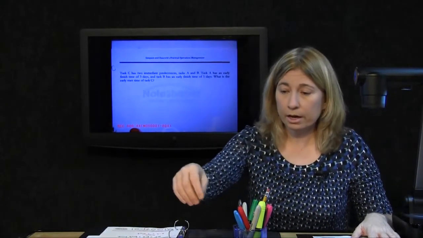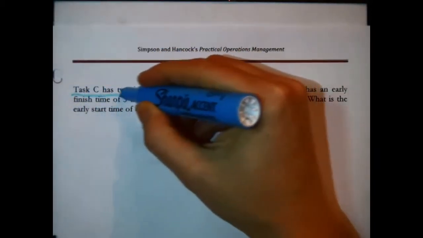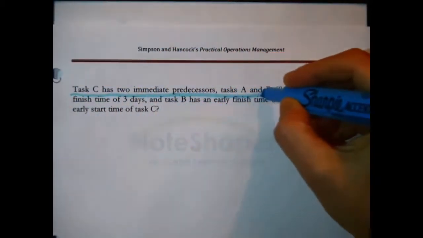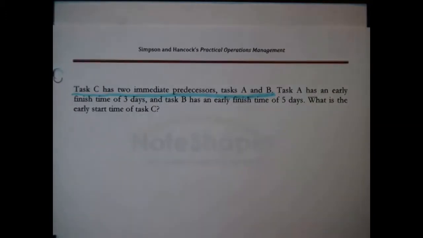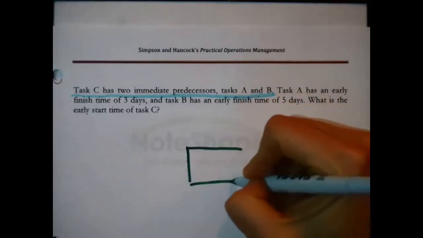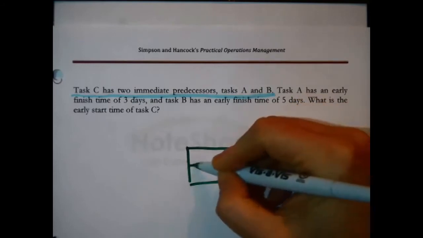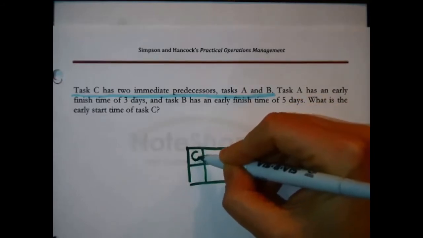Task C has two immediate predecessors, task A and B. I would not go any farther with this problem until I drew that. Let me see. Task C is the subject, so I will draw a node representing task C.